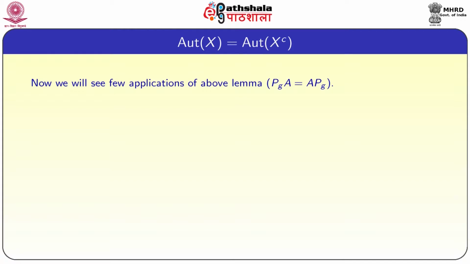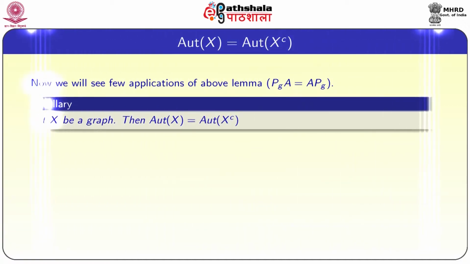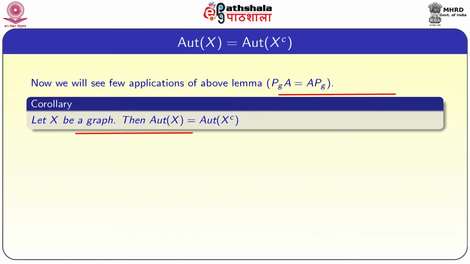Now, we are going to prove some applications of the previous result. The first one is, we are going to show that the automorphism group of X equals the automorphism group of X complement. Corollary: let X be a graph, then Aut(X) equals Aut(X complement).